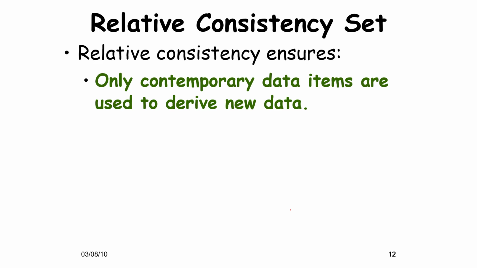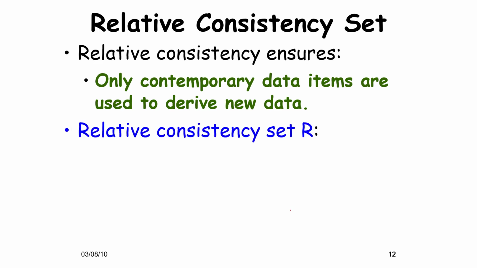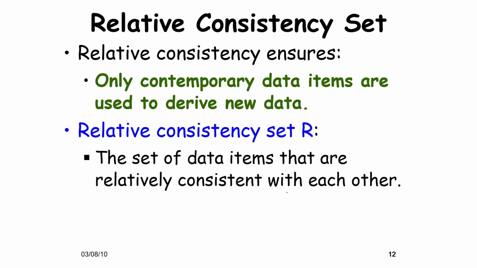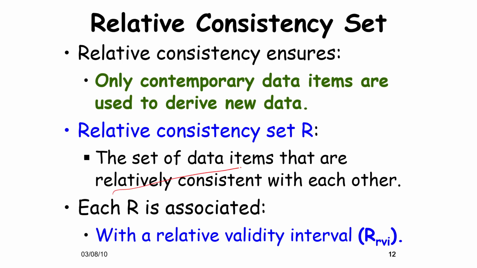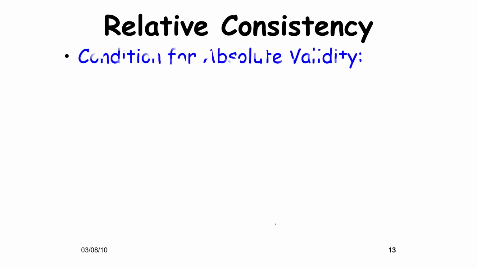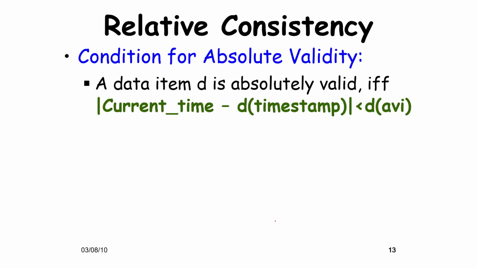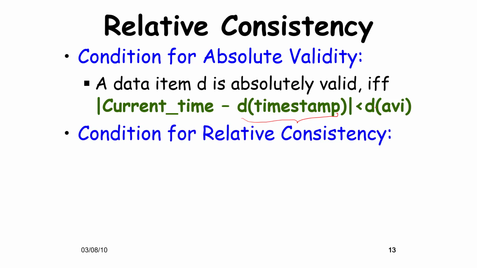So what does relative consistency ensure? That contemporary data items are used to derive new data and all the data items are consistent with each other, right? Relatively consistent with each other. So we define a relative validity interval called RRVI. So the condition for absolute validity would be like this: any data item D is considered absolutely valid if the current time minus the timestamp at which the data item was collected is less than the validity interval of that data, right?